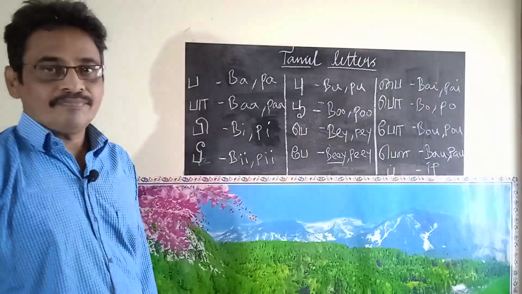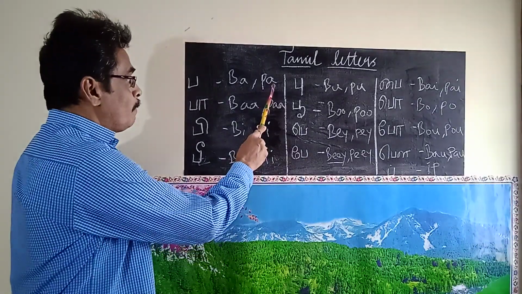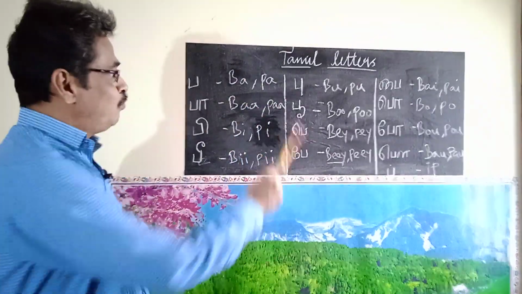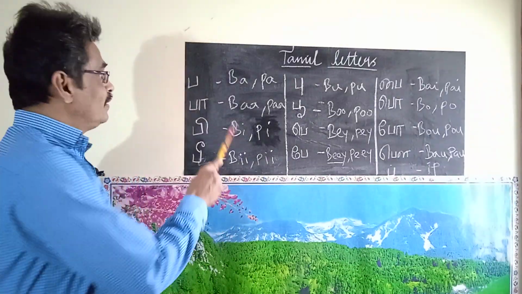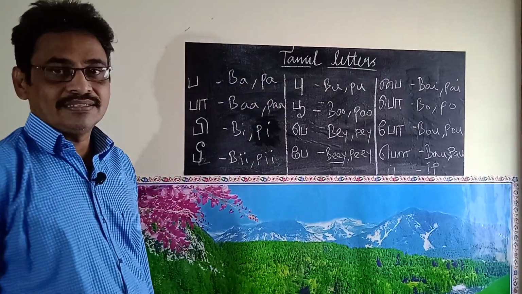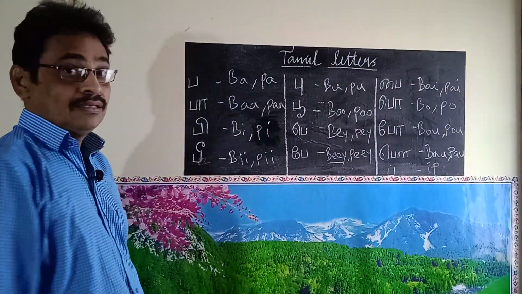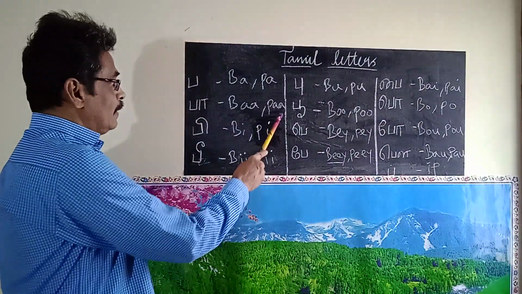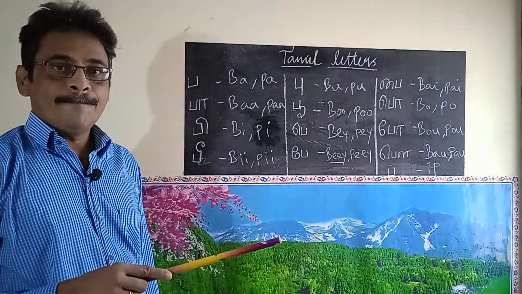Ba, ba, and also pa. For both, the same letter in Tamil. Ba, pa. Okay. Ba, ba, pa, ba, pa.